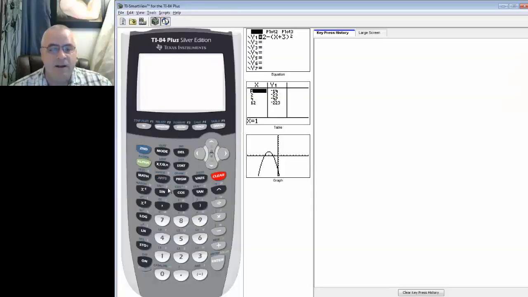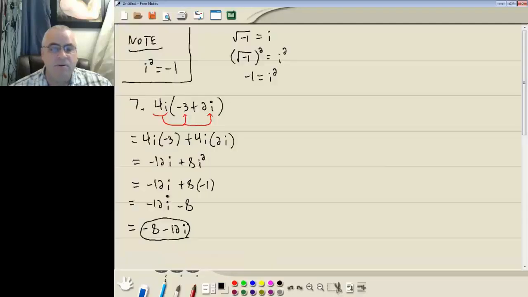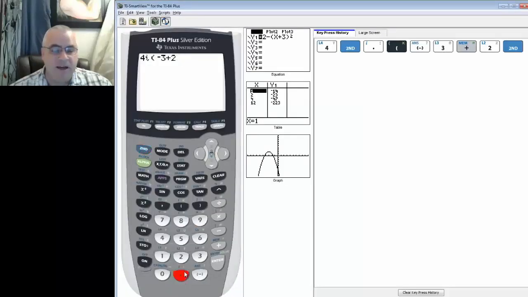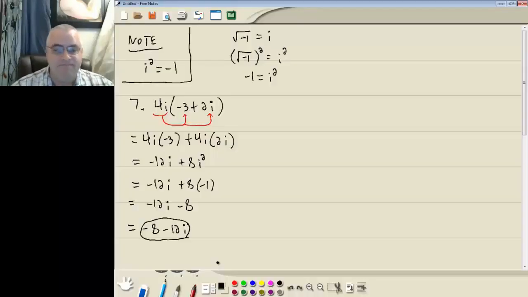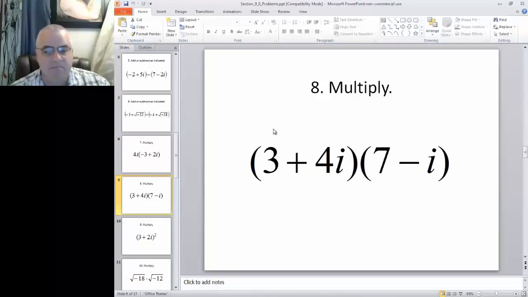So we got 4i. So do 4 and then second decimal. Beginning parentheses, negative 3, plus 2, then second decimal for the i, closing parentheses, enter. And that gives us our negative 8 minus 12i. Okay, let's look at the next problem.